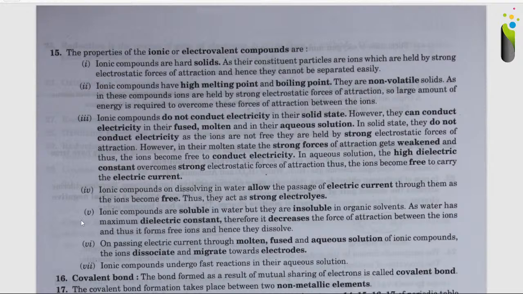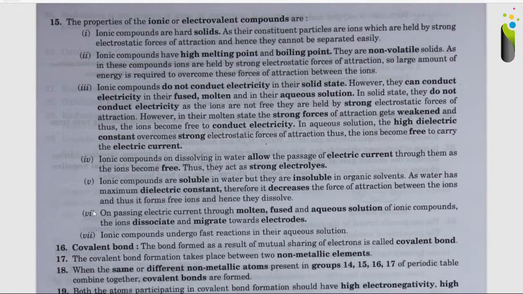Now, coming to the second property, ionic compounds have high melting point and boiling point. They are non-volatile solids. As in these compounds, ions are held by strong electrostatic forces of attraction, so a large amount of energy is required to overcome these forces of attraction between the ions.